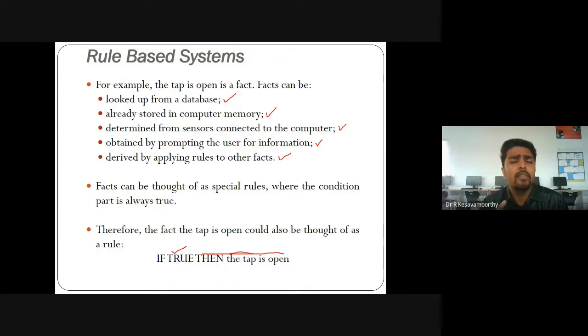And remember, facts are nothing but special rules where the condition is always true. Because the general form of a rule is: if condition, then conclusion. If the condition is not there, which means it is always true, then the conclusion. That is what is known as a fact.